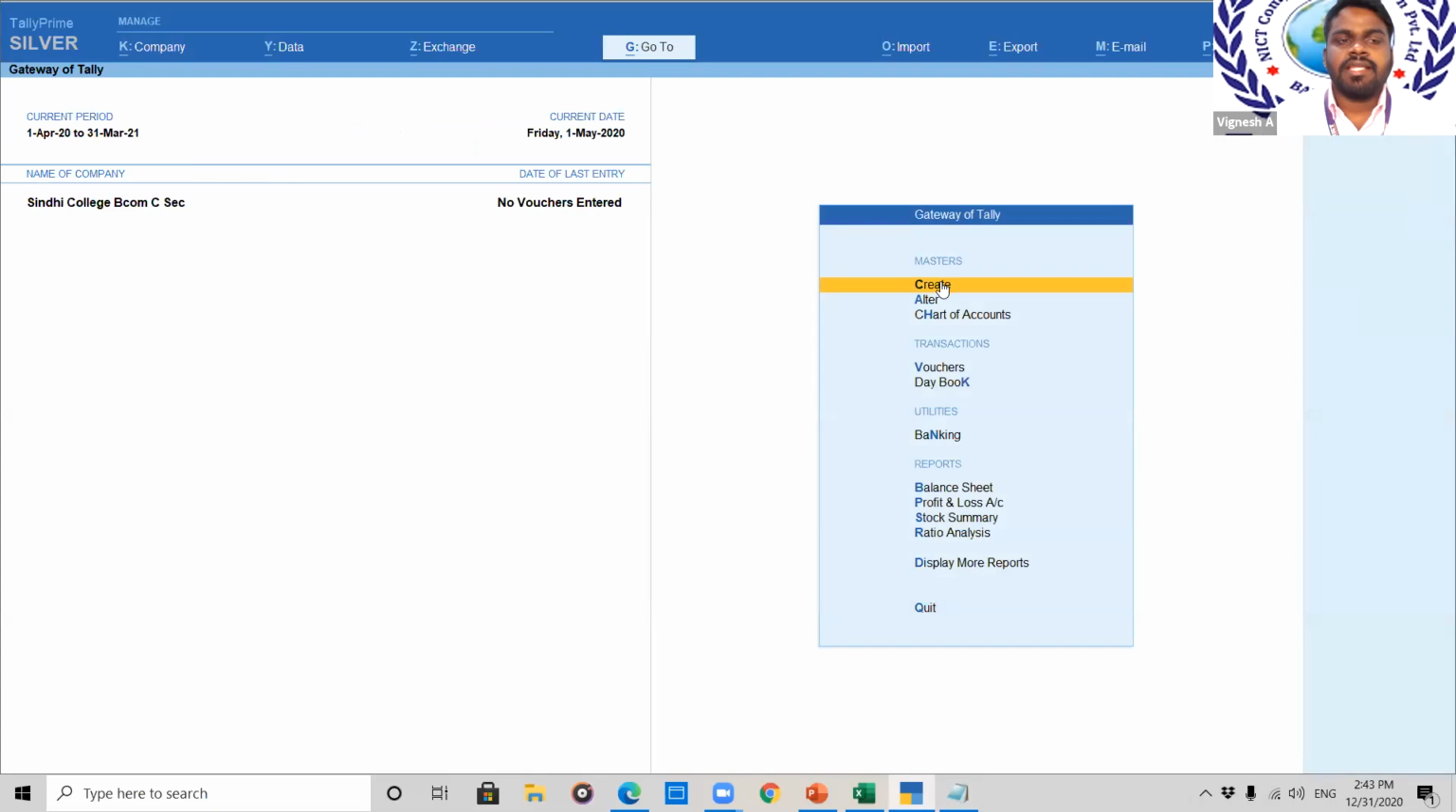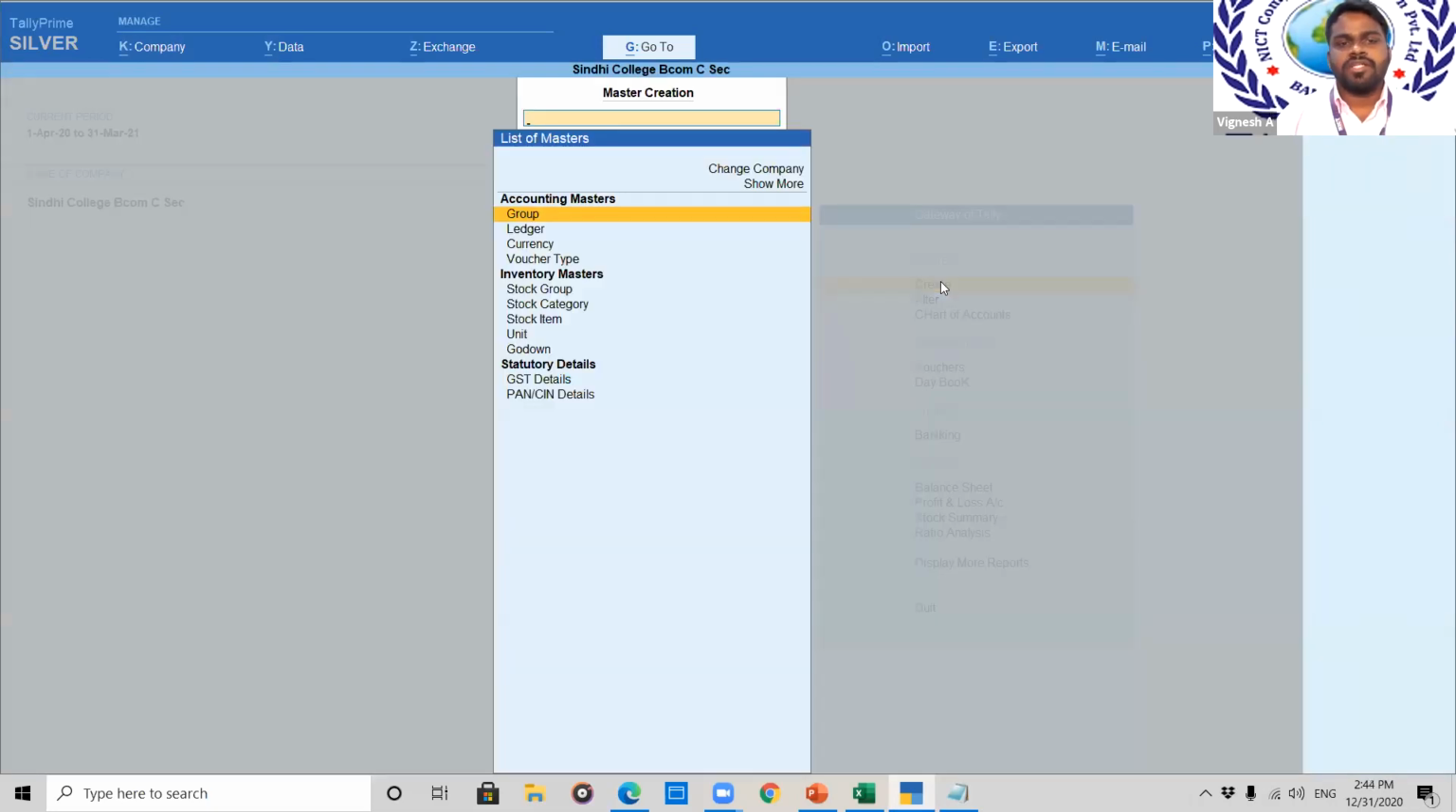That is what is given here. If you want to create any masters, you have to go to create. As we get into create, we have three different masters listed here. One is accounting masters, inventory masters, and statutory masters. Today we are going to see only accounting masters. Okay, you can see under accounting masters, there are groups and ledgers.